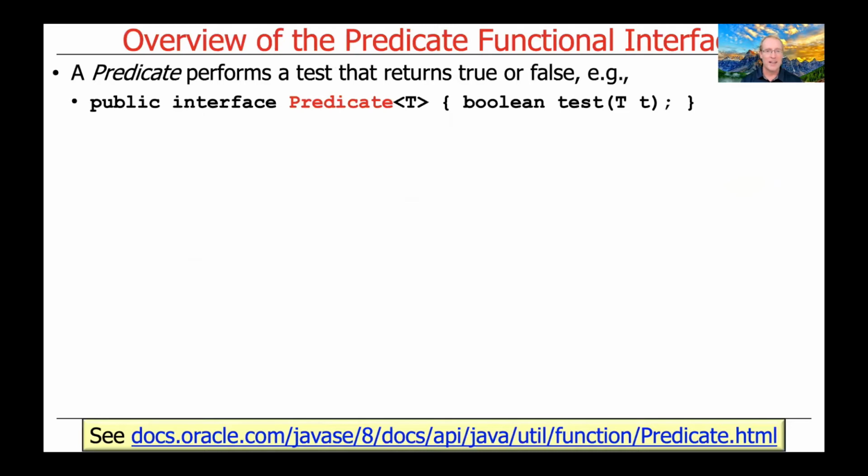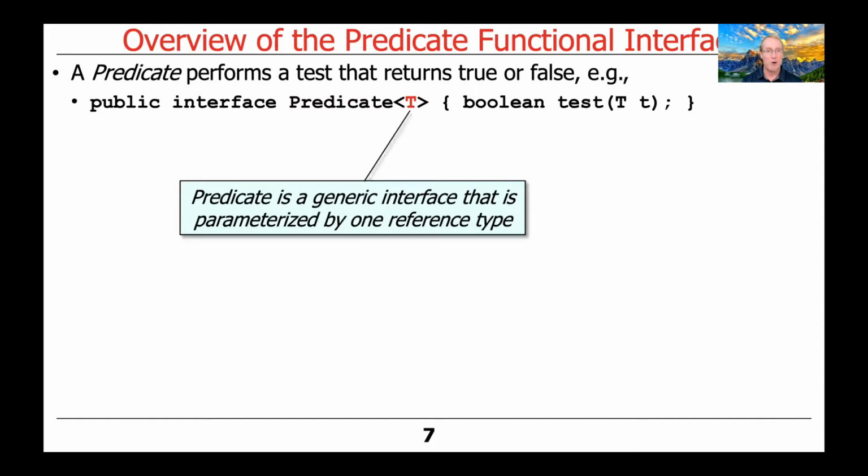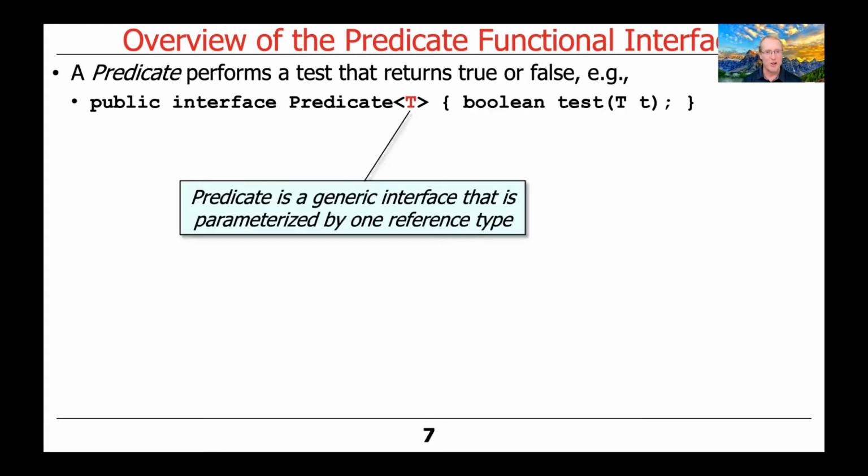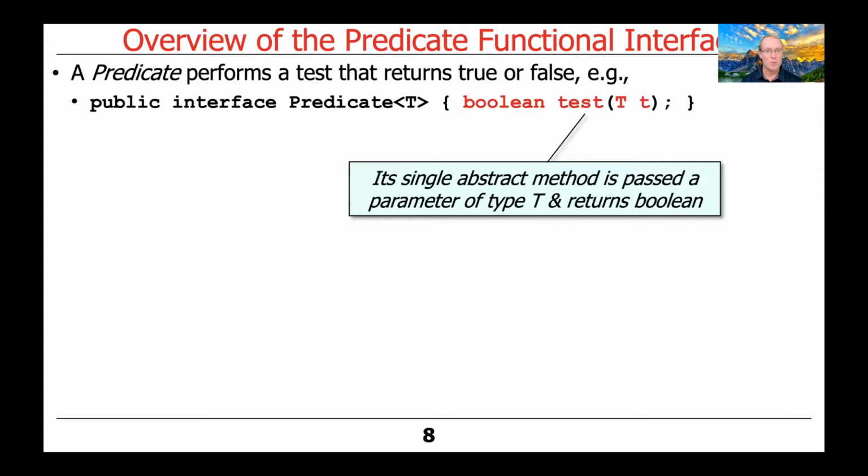So what is a predicate? Well, as with mathematics, a predicate performs a test that returns either true or false. In Java, a Predicate is a generic interface that's parameterized by one reference type. It also has a single abstract method called test that takes a parameter of type T, which is the generic parameter, and returns a boolean as the result of applying the test.